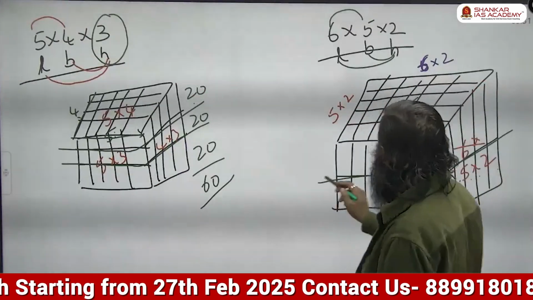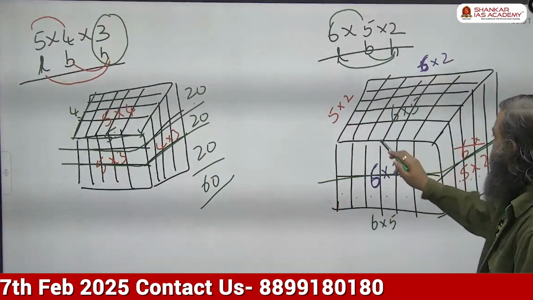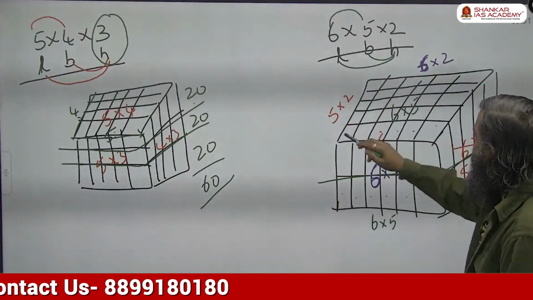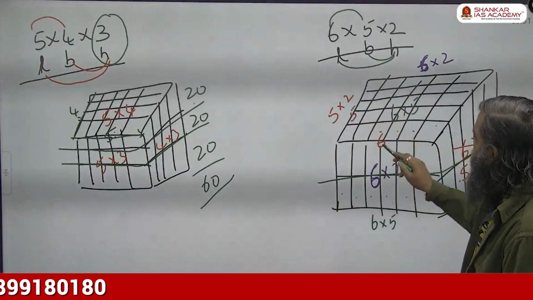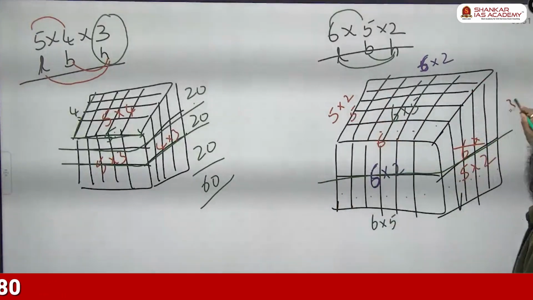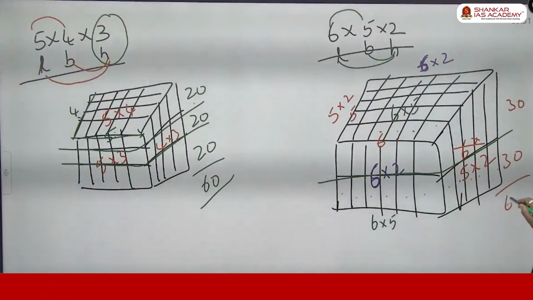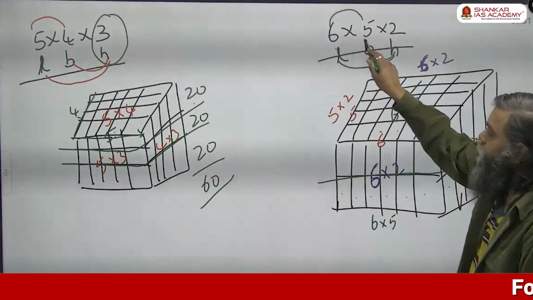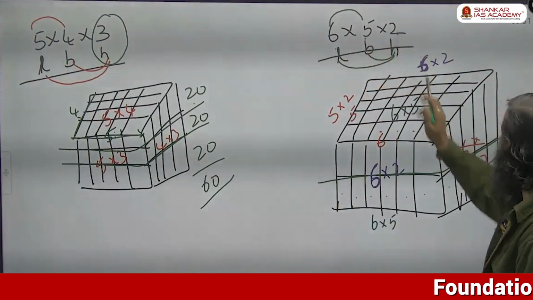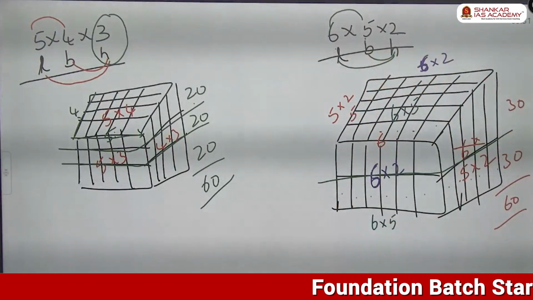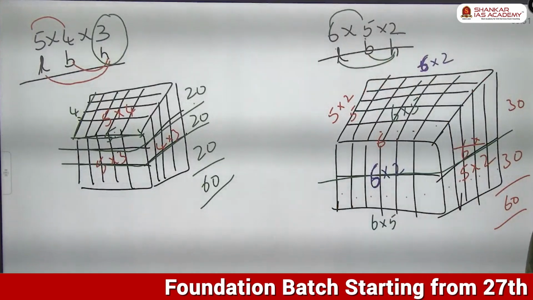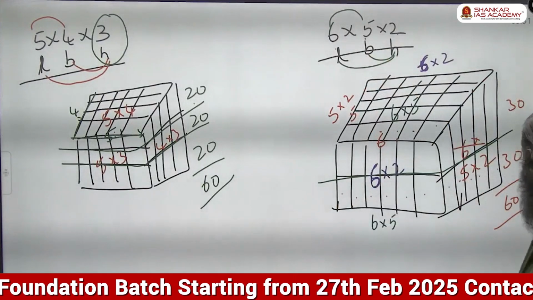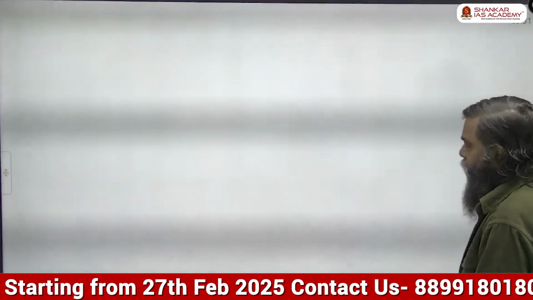Tell me here. So in a row, how many pieces here? First row, how many pieces? 3, 4, 5, 6. Here, 5. Tell me, 6 into 5. First row 30 means second row must be the same. Total how much? 6 into 5, 30 into 2. I understood. Understood this bar? All understand.